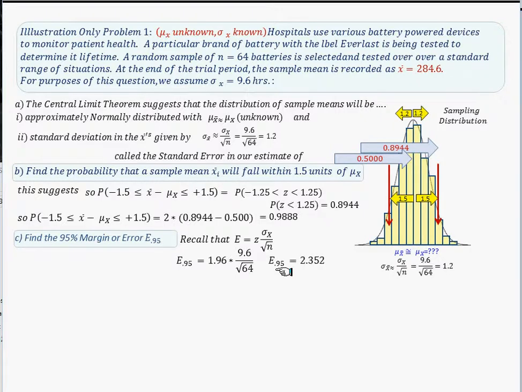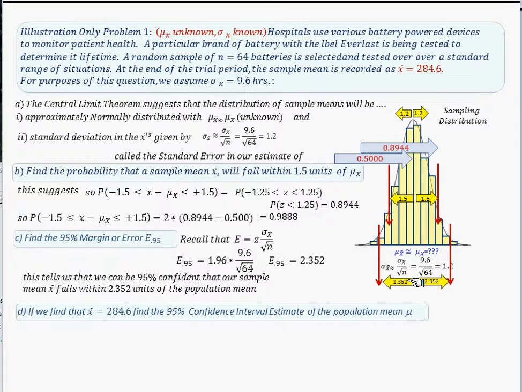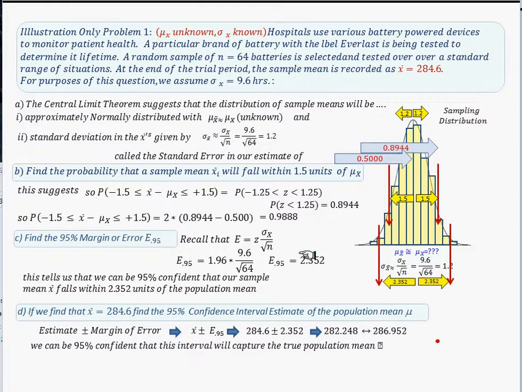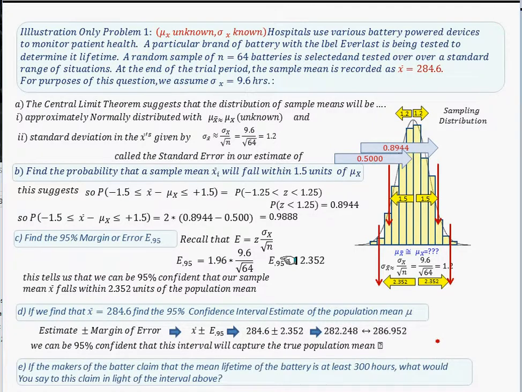The margin of error is given by 1.96 sigma over square root of n, or 2.35, and we have it here on the screen. 95% of the x bars fall in that range, and the confidence interval estimate is given by your estimate plus and minus your margin of error. And you see those coming on the screen here. Your estimate x bar plus or minus your error term, which from up here, of course, gives 282.24 to 286.95, and we're 95% confident that this interval will capture the true population mean.